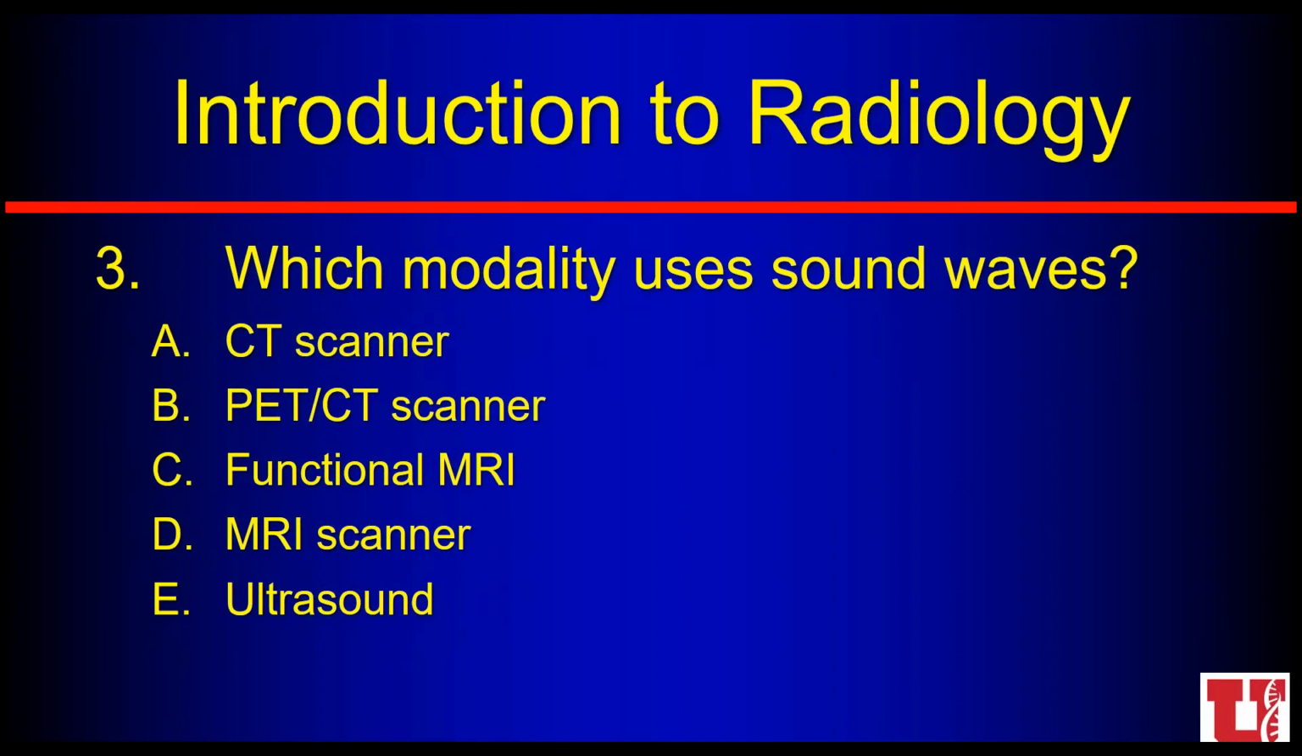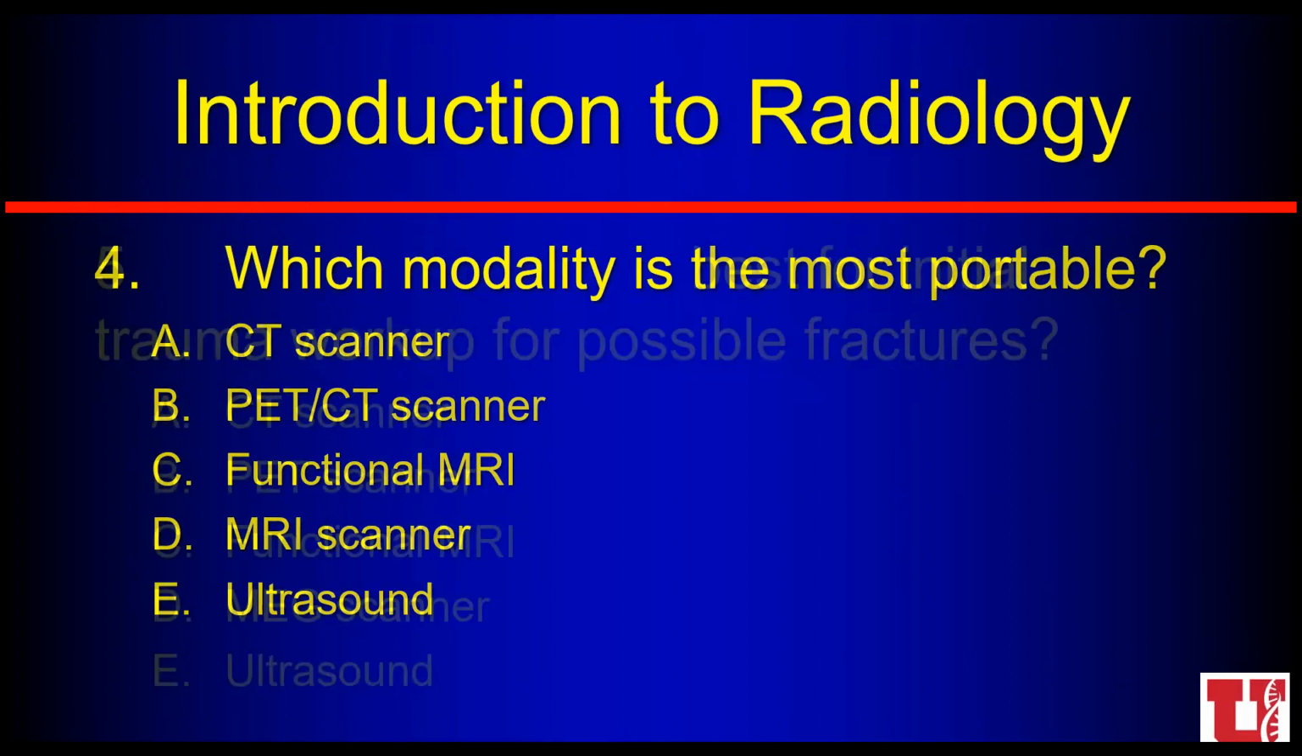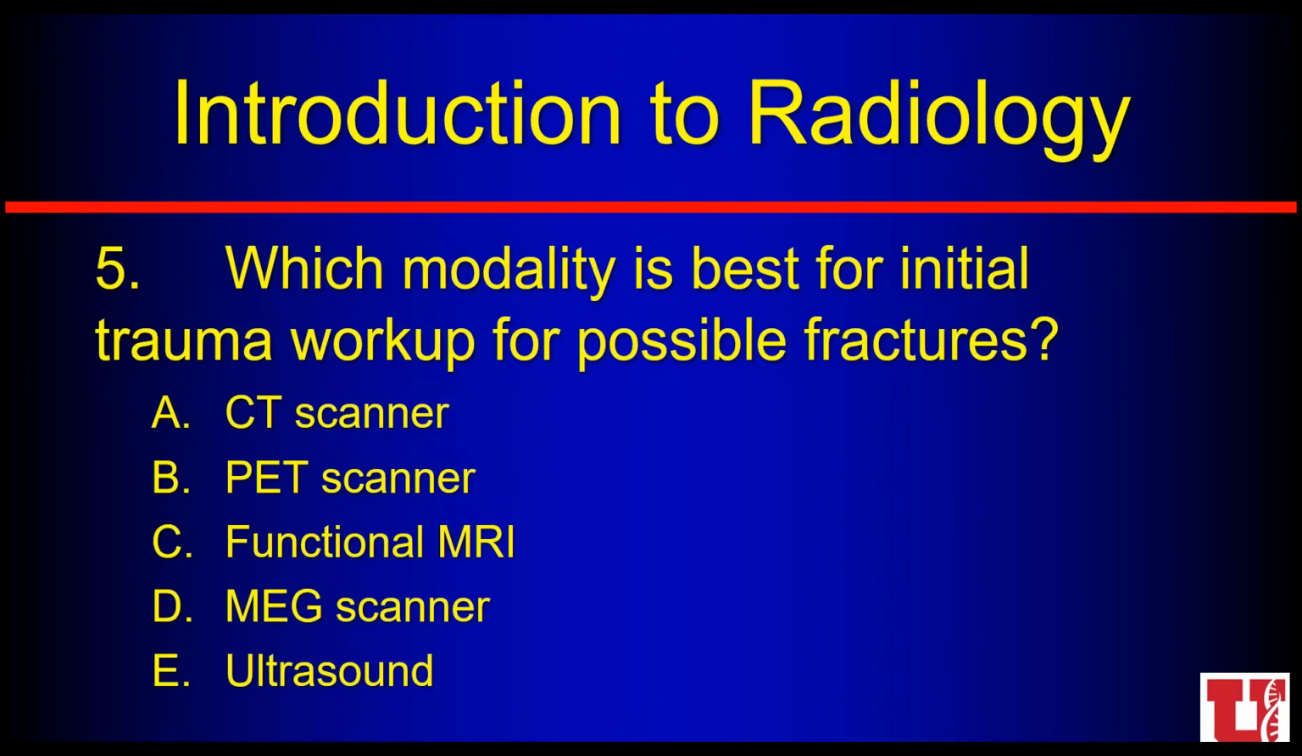Number 3, which modality uses sound waves? Is that A, CT scanner, B, PET CT, C, functional MR, D, MRI scanner, or E, ultrasound, which uses sound waves? Number 4 is, which is the most portable? Is that a CT scanner, a PET CT scanner, a functional MR, or an MRI scanner, or ultrasound? And number 5 is, what is the best initial trauma workup for possible fractures? Is that a CT scanner, a PET scanner, a functional MR, an MEG scanner, or an ultrasound? So those are your questions. You should have all gotten that in the email, so you'll have more time to think about it.